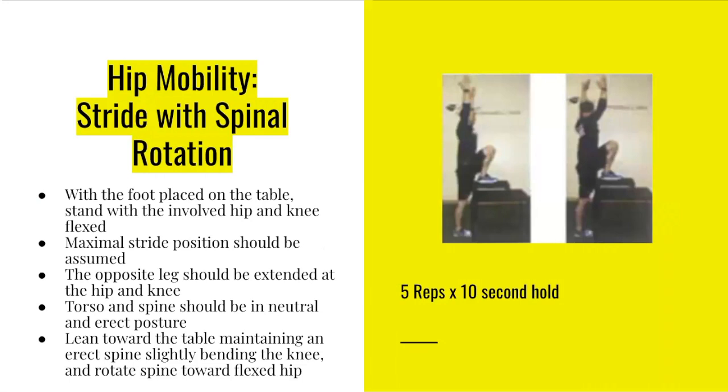Lean toward the table, maintaining an erect spine, slightly bending the knee, and rotate the spine toward the flexed hip. Do this for 5 reps and a 10-second hold each time.